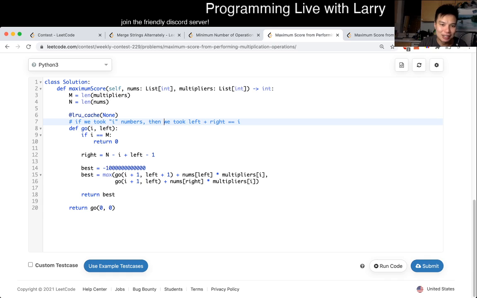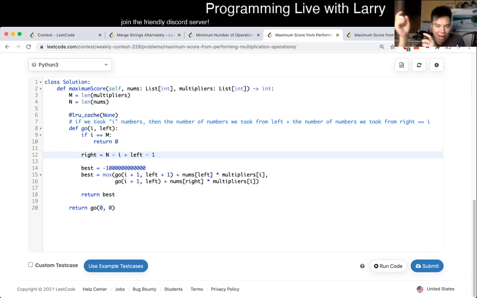the number of numbers we took from left plus the number of numbers we took from right is equal to i. And of course, the numbers that we took from left is just left, the index, and the numbers that we took from right, we just count from the right side, which is this thing, n minus i plus left minus 1. You could do some math, you could draw it out.